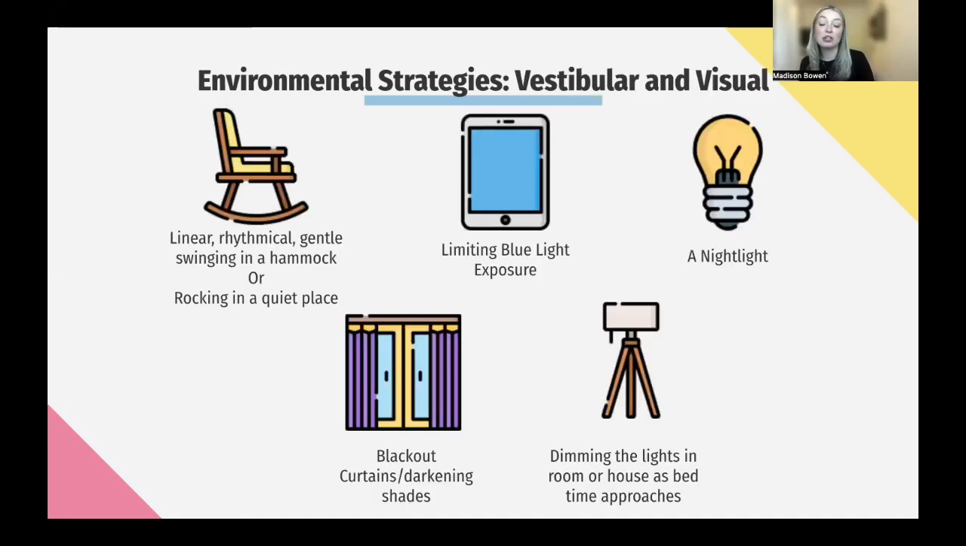Next, we have vestibular and visual strategies. This includes linear, rhythmical rocking in a rocking chair or hammock in a quiet place. I would caution against any fast movement because this can actually cause arousal or increase energy in the child around bedtime. So limiting blue light exposure, a night light, blackout curtains, or darkening shades to reduce the light in the room, and dimming the lights in the room or house as bedtime approaches.